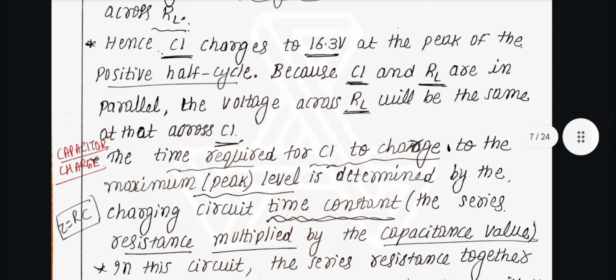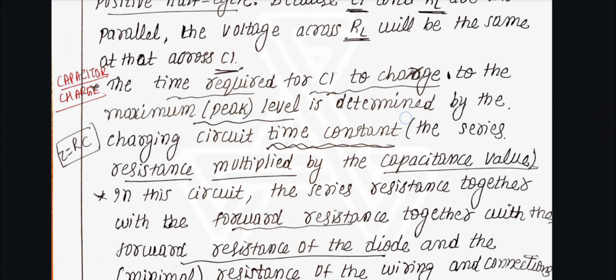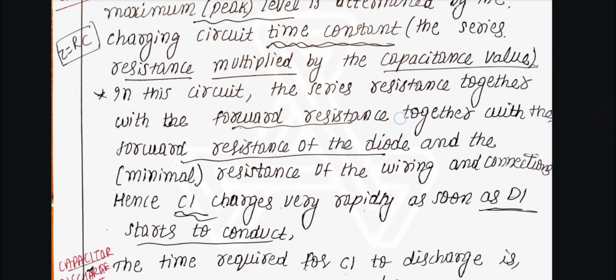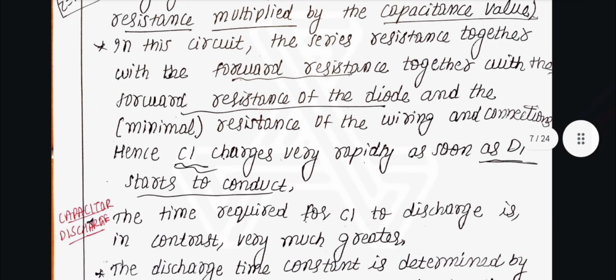The time required for C1 to charge to the maximum level is determined by the charging circuit time constant, the series resistance multiplied by the capacitance value. In this circuit, the series resistance together with the forward resistance of the diode and the minimal resistance of the wiring and connections, and C1 charges very rapidly as soon as T1 starts to conduct. The time required for C1 to discharge is, in contrast, very much greater.